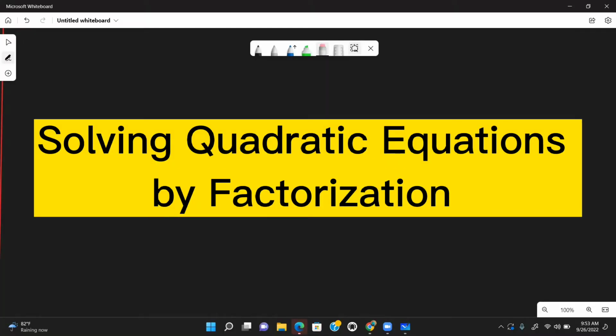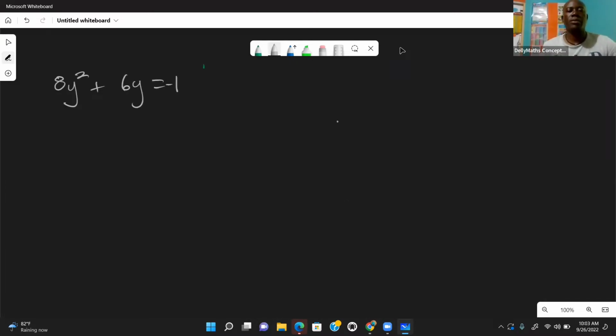All right, in this segment, what we're going to be doing is solving quadratic equations using the factorization method. We have a number of examples to look at. So let us look at number 1. 8y squared plus 6y is equal to -1.